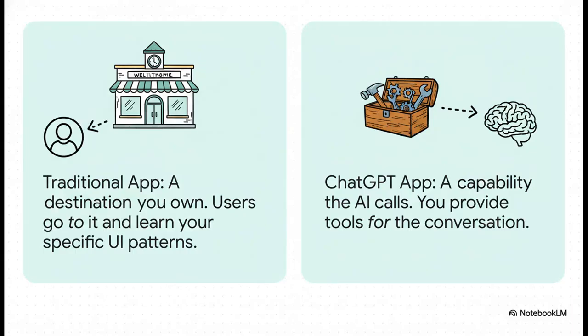And this, right here, just illustrates that core difference perfectly. In a traditional app, you're building a destination. Users have to come to you. You own the screen. But here, with a ChatGPT app, you're building a capability. The AI calls on your tools when it needs them. You're not building the house anymore. You're providing a specialized toolkit for the job.